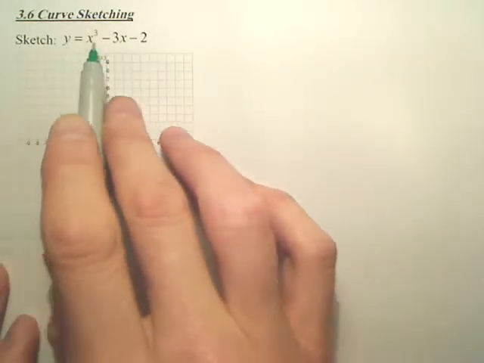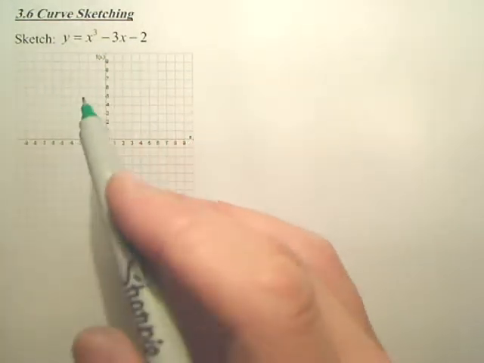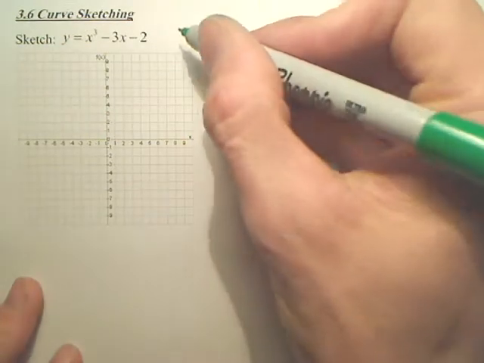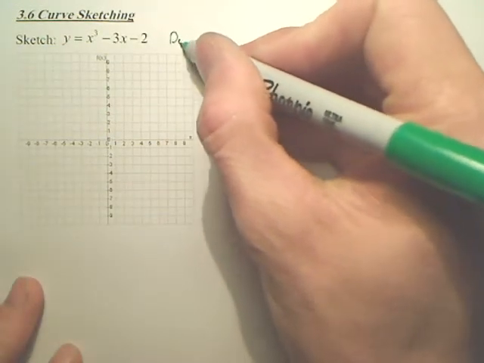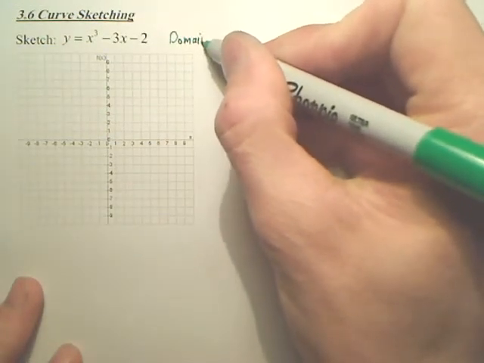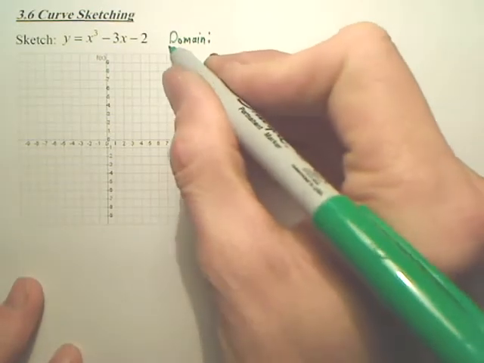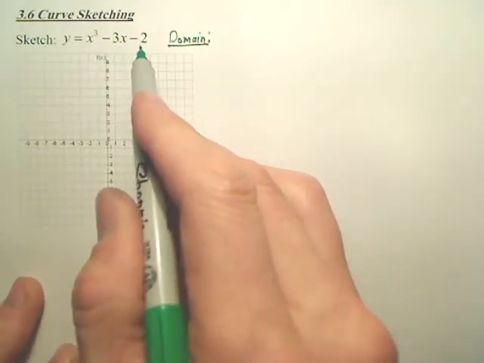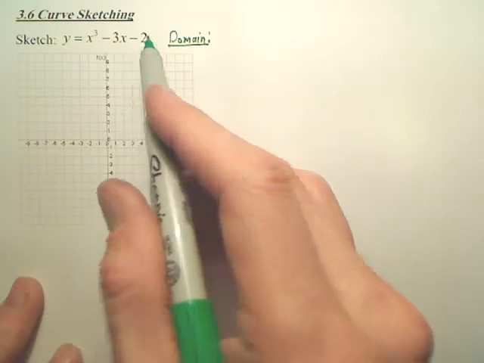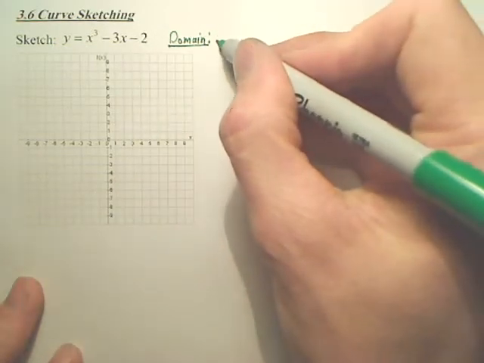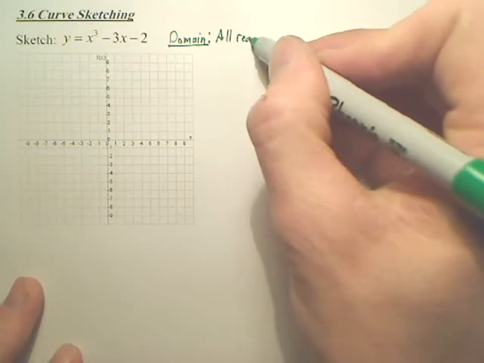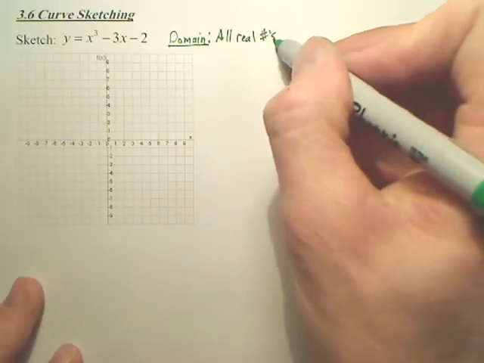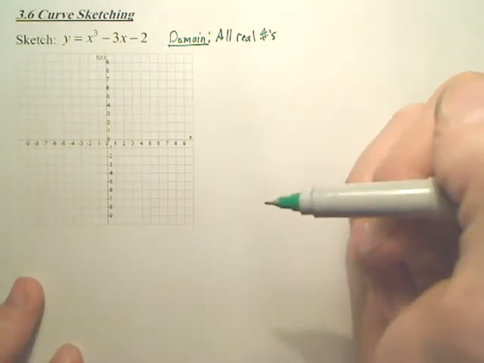Okay, we're going to sketch this. So we're going to have a long list of things to check for. First of all, my domain. You don't always have to check for your domain, but since this is a polynomial, can we plug any number we want into it? Yep. So our domain is all real numbers, since it's a polynomial.